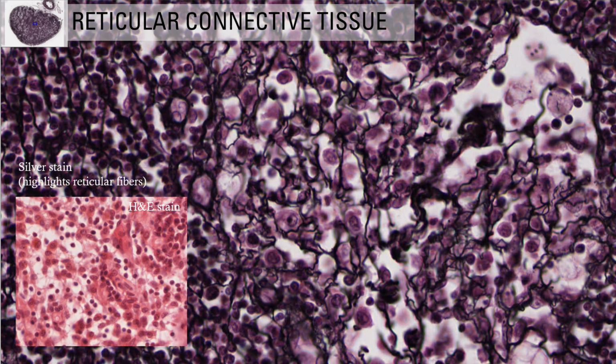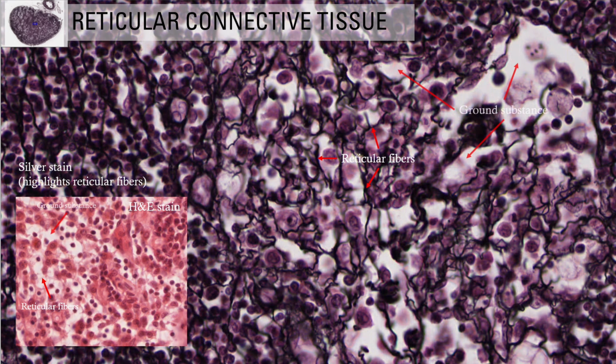The final loose connective tissue is reticular connective tissue. The large image is a silver stain, and the smaller image is an H&E stain, both of the spleen, to show slightly different looks of reticular connective tissue. Reticular connective tissue features specialized reticular fibers composed of highly branching collagen proteins, instead of the long, straight collagen fibers found in areolar connective tissue.